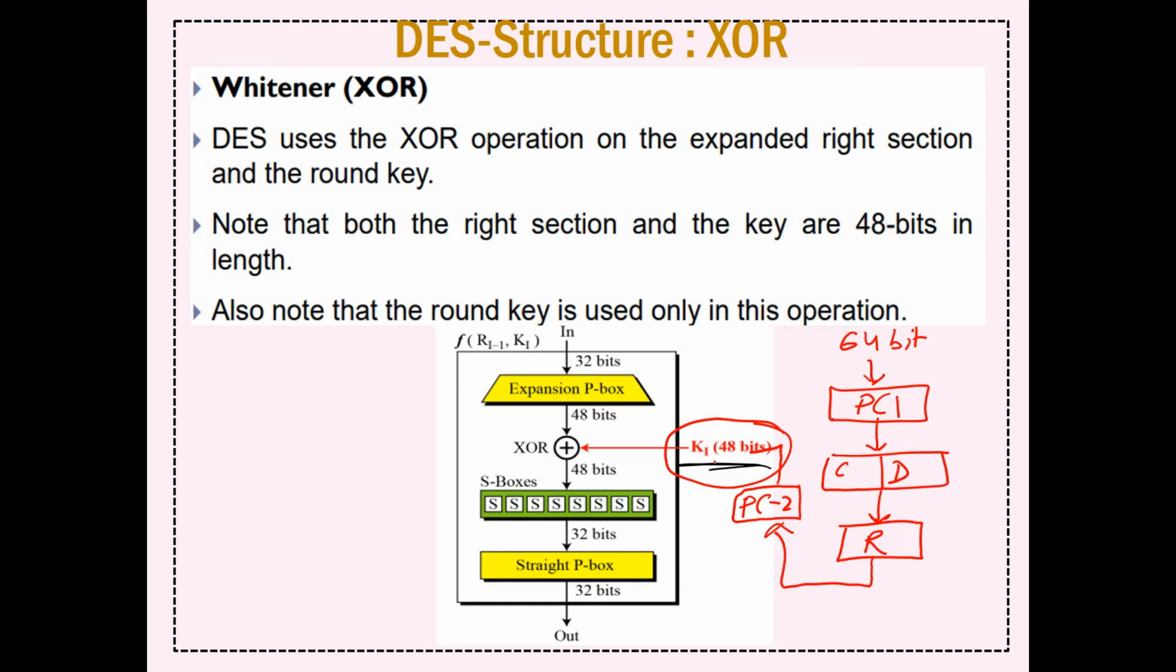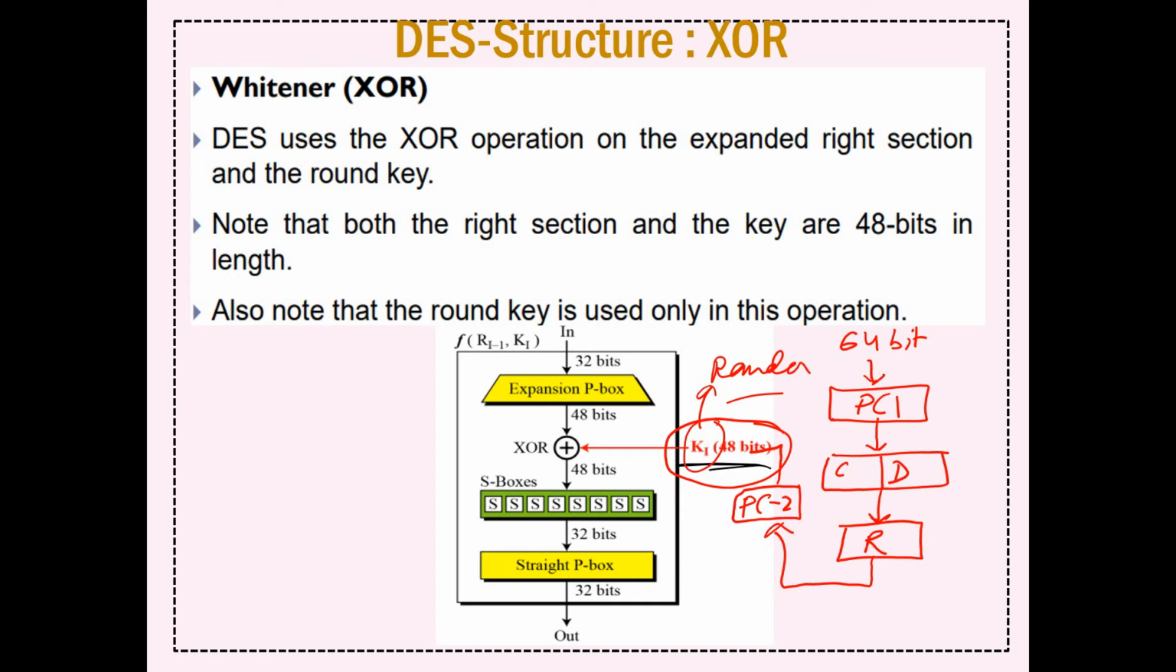Every round, because each and every time you can see this K1 will be random. This whole process, PC1, C0, D0, PC2 and all this process will be random. Like every round it will work. So for the first round, suppose it will be C1, D1. For the second round, it will be C2, D2. Like that, up to C15, D15.